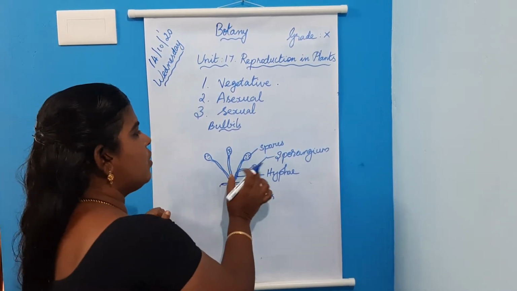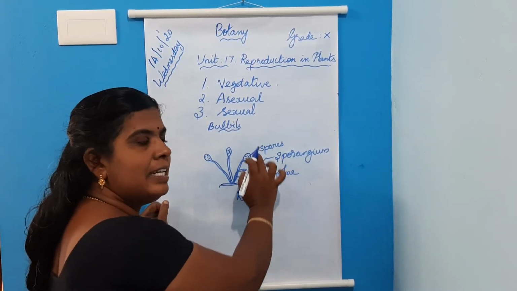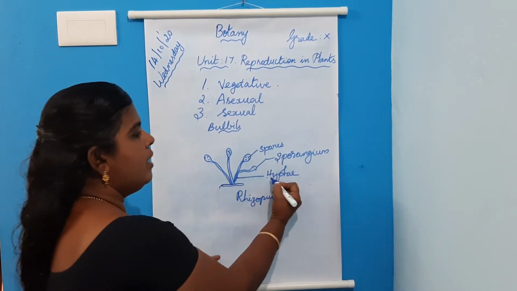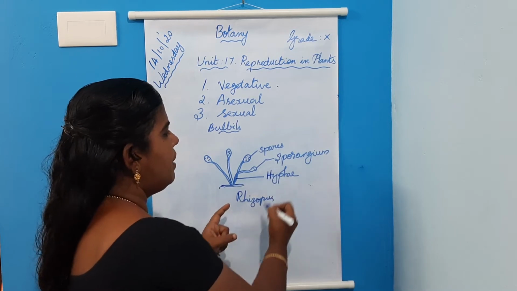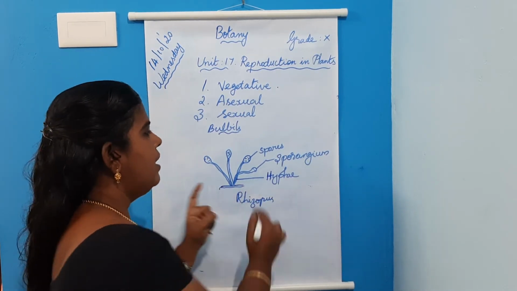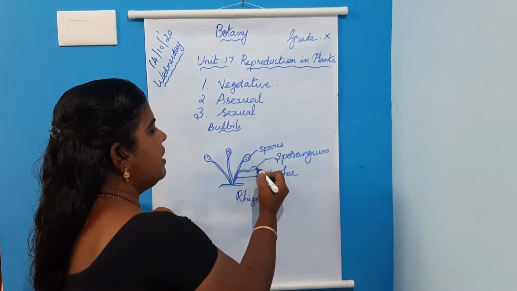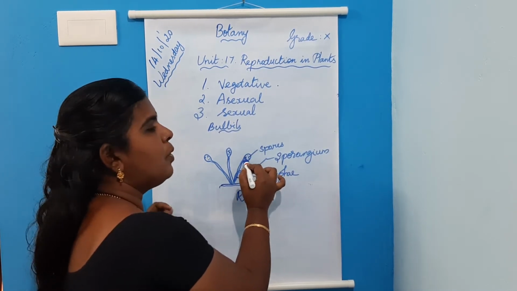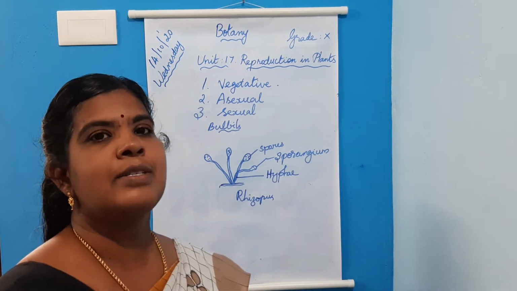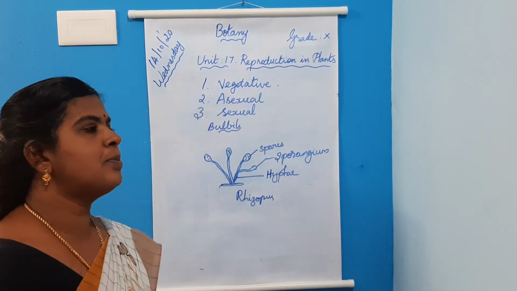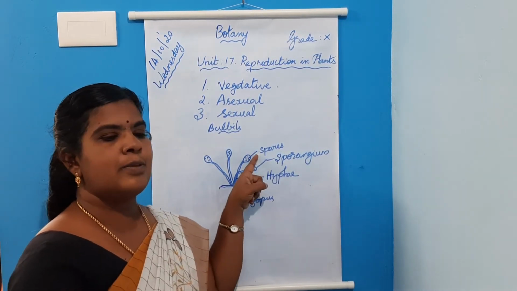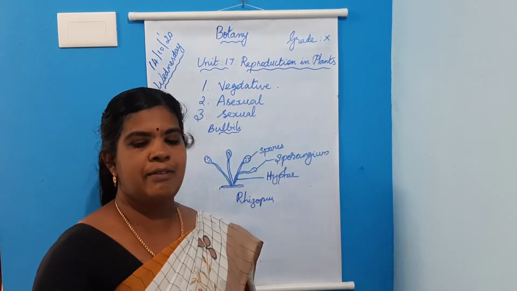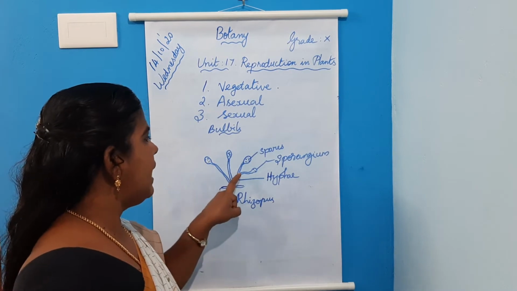The plant body is called mycelium. It is made up of filamentous structures called hyphae. At the time of asexual reproduction, these hyphae bear the spore-bearing structures called sporangium. The sporangium encloses the spores. The spore-bearing structure sporangium develops from the fungal hyphae.